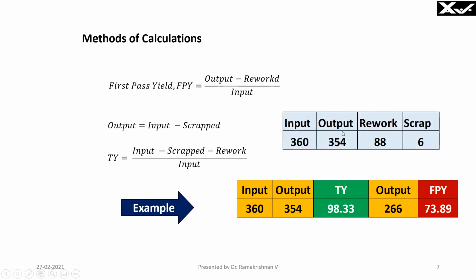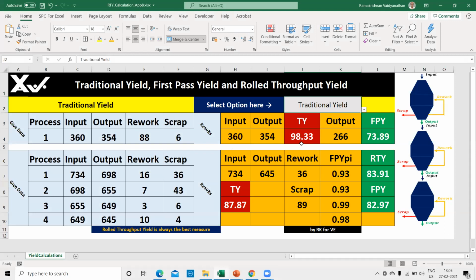Input is 360, output is 354, rework is 88. Therefore, the revised output for first pass yield is 266, nothing but 354 minus 88 is 266. And first pass yield is 73.89. We'll go to an example. See here, I'll select first pass yield. So first pass yield is 73.9 here.